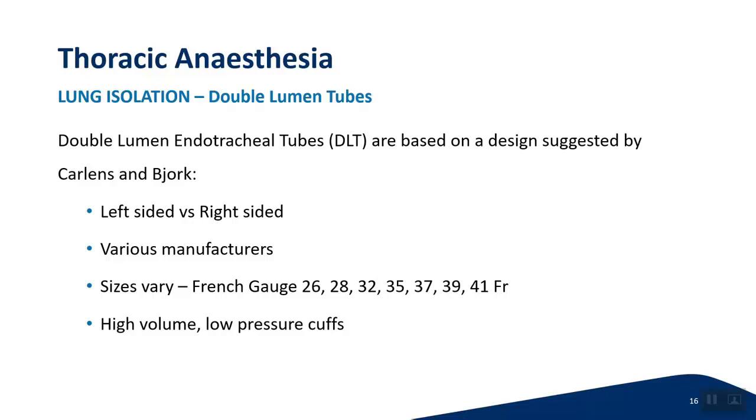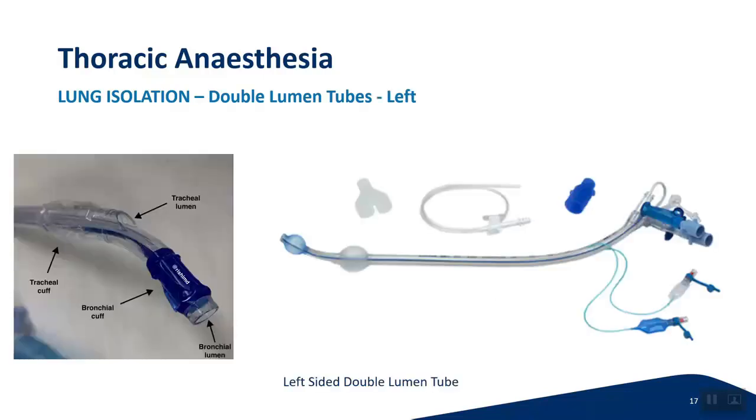The right main bronchus is shorter, straighter, and wider than the left main bronchus. Additionally, the right upper lobe bronchus takeoff is very close to the origin of the RMB. It is for these reasons that right-sided DLTs have a modified cuff and side opening in the endobronchial tube to allow ventilation of the right upper lobe.